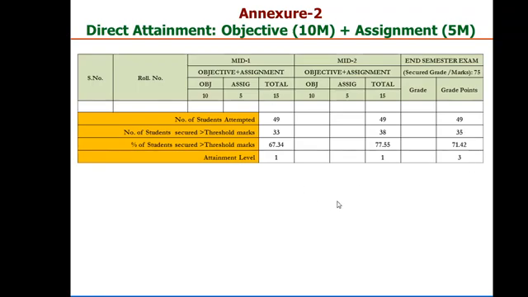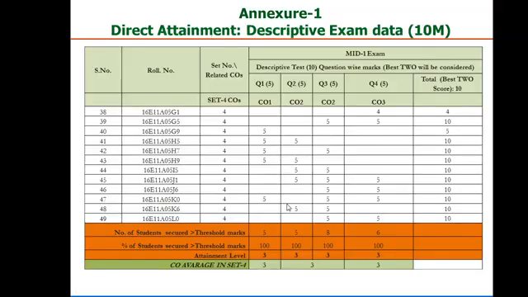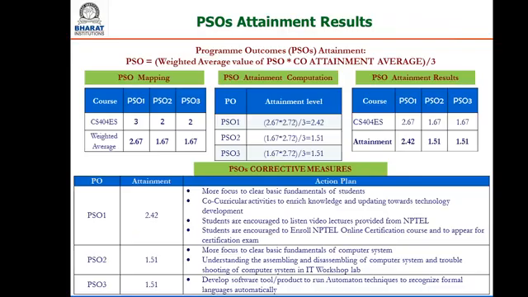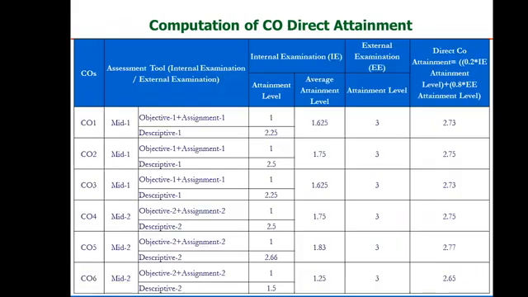Then you can go back and check once the computation of direct attainment of COs in this table. Here you can see from the annexures. So mid 1 objective plus assignment level 1, descriptive, this is the level, like all the levels are listed here. Then the average of these values will be the final internal attainment level. And the exam level is 3, common for all. Using this formula, by substituting these values, we will get the overall CO direct attainment values.